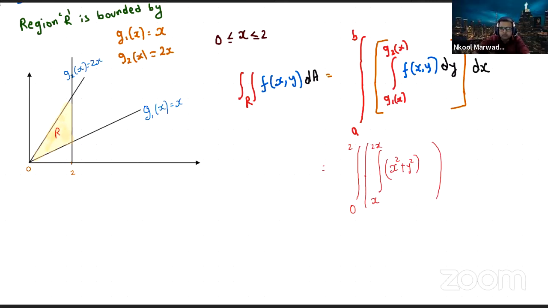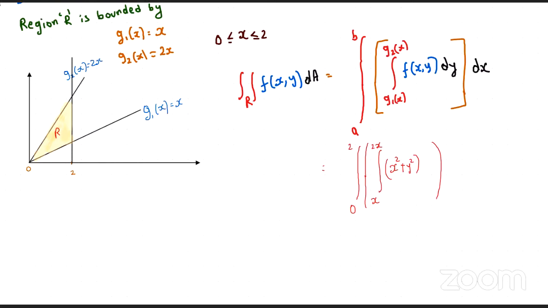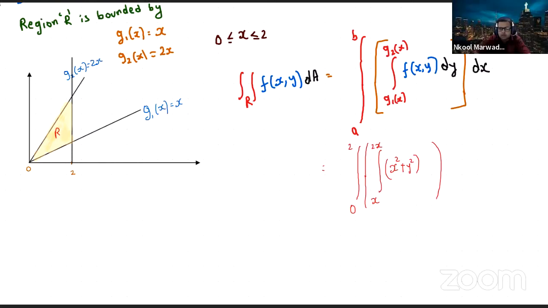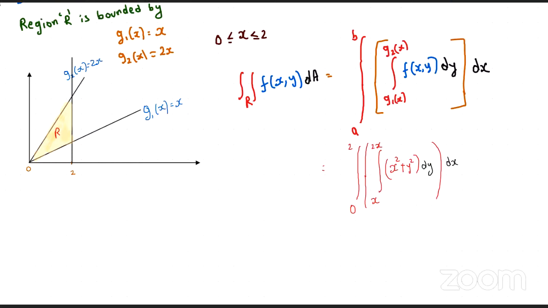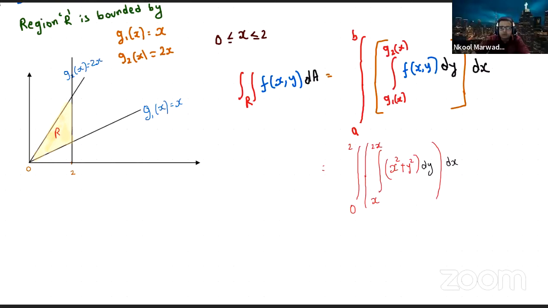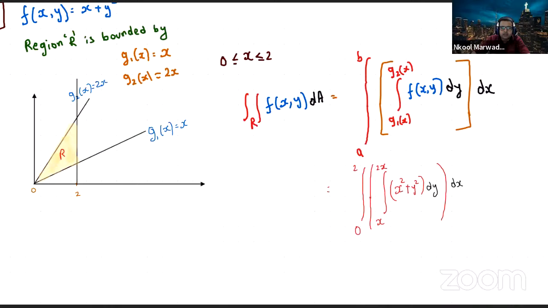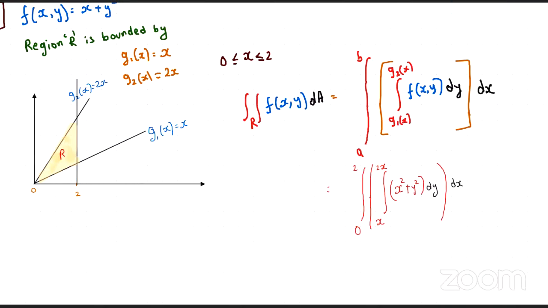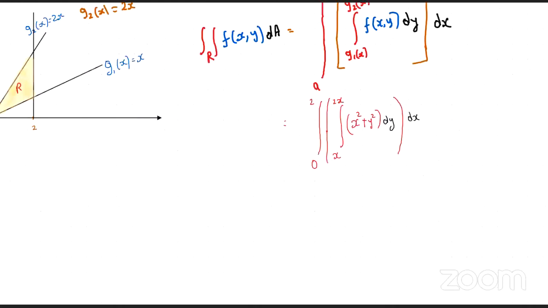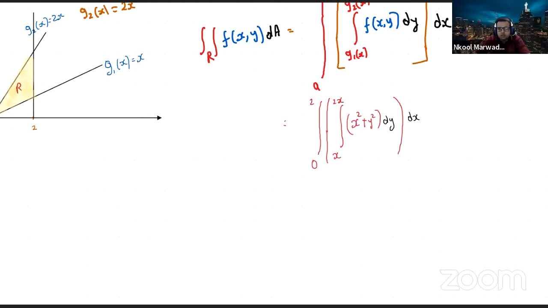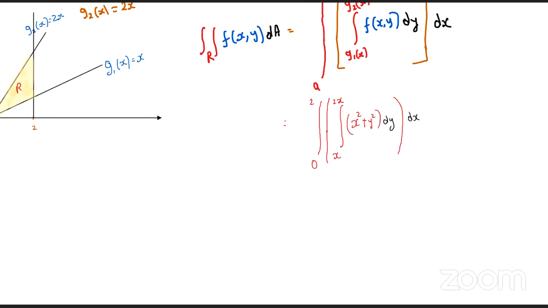Can you tell me the limits part alone again? See, x can vary from 0 to 2, it's given. So the outer limit will be 0 to 2. And the function is bounded by g1(x) and g2(x). So g1(x) is x and g2(x) is 2x. So the two functions are x and 2x, and then the area. Okay, now I understand. I didn't look at it that way.